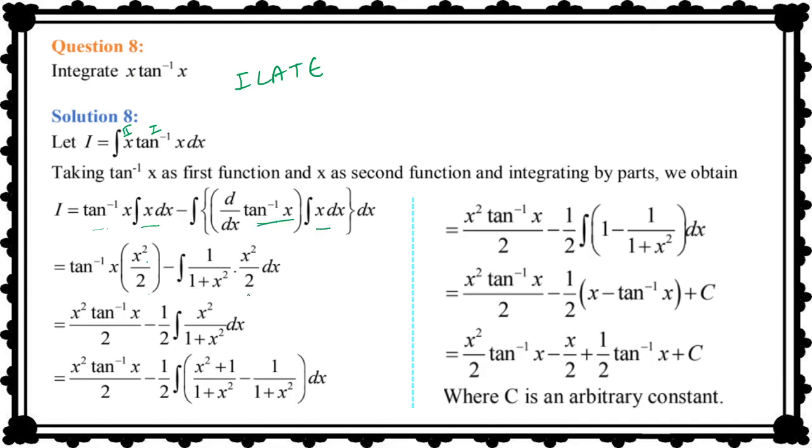which is x square by 2. Now 1 by 2 constant outside, x square upon 1 plus x square. Again, what are we doing here? We are adding and subtracting 1 and then we are splitting it, right? After splitting, x square tan inverse x upon 2 minus half outside, and this thing cancels out, so it is 1 minus 1 upon 1 plus x square dx, right? And now what is the integral of 1? This is x, and the integral of 1 upon 1 plus x square is tan inverse x, minus as it is, and this is the answer.